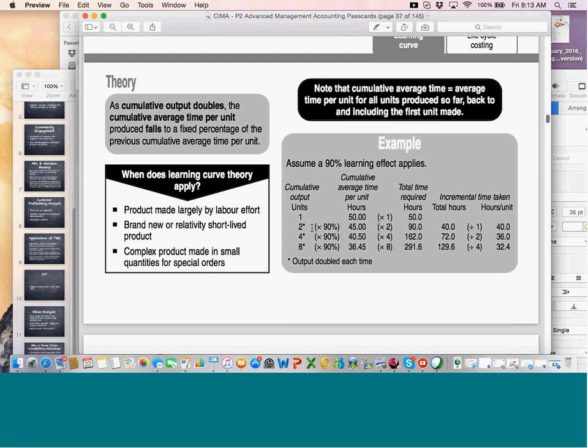So, if you look at it, the first time you make this, it will take 50 hours. That's magic. Because now you try to make the second one, right? Incremental total hours, incremental hours, 40.